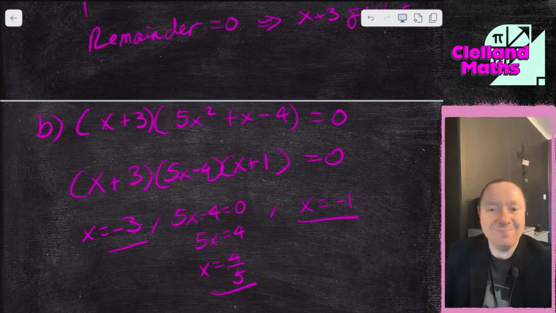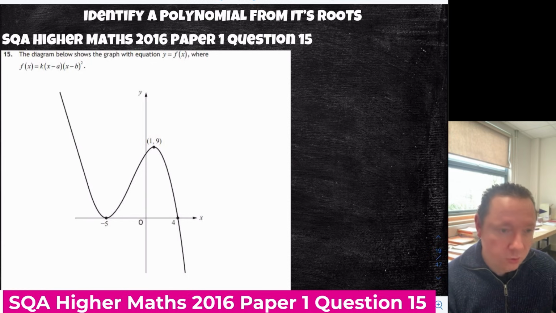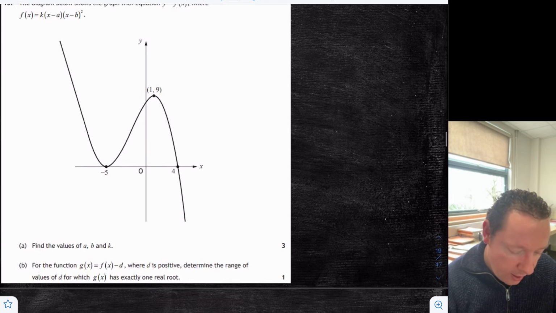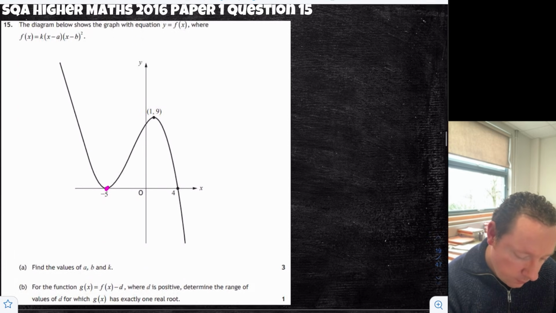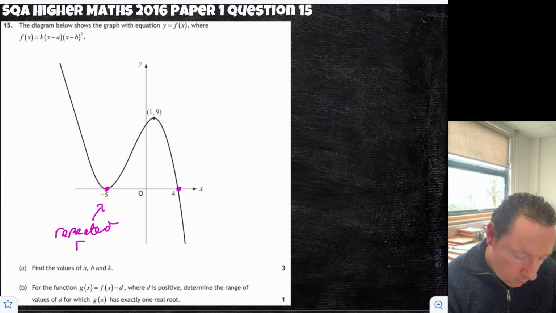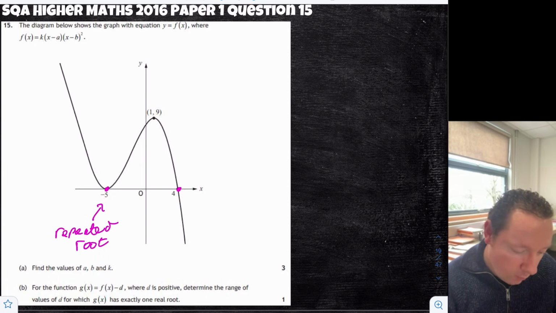And we're done there. SQA Higher Maths 2016, Paper 1, Question 15. Identify a polynomial from its roots. So the diagram below shows the graph of f of x, which is k times x minus a, times x minus b squared. Find the values of a, b, and k. There's one of my roots there, and there's the other root there. That's a repeated root, and I know that because it's a turning point and a root. So that one is my b, and the other one is my a.